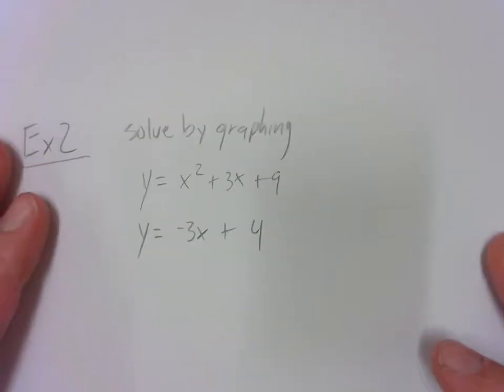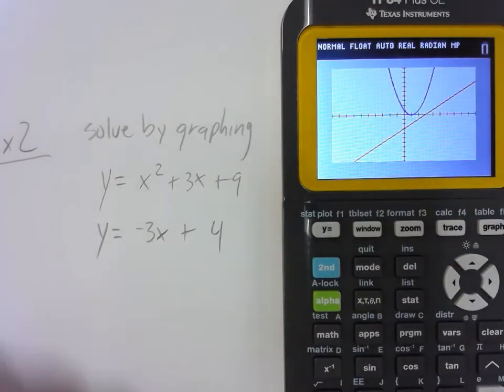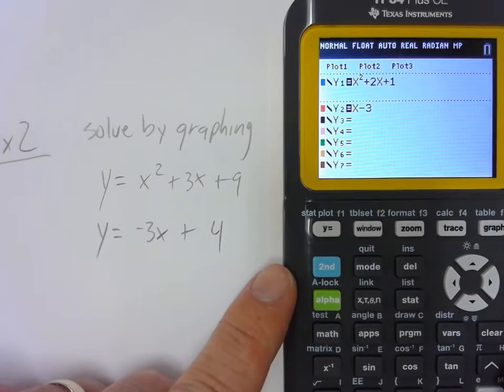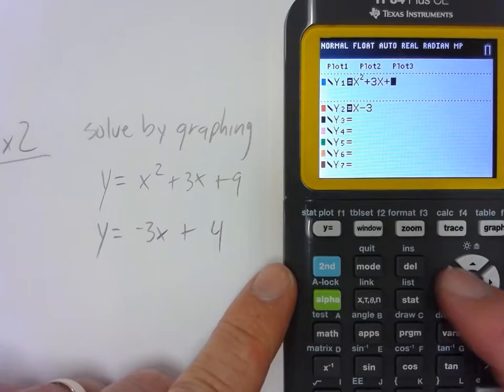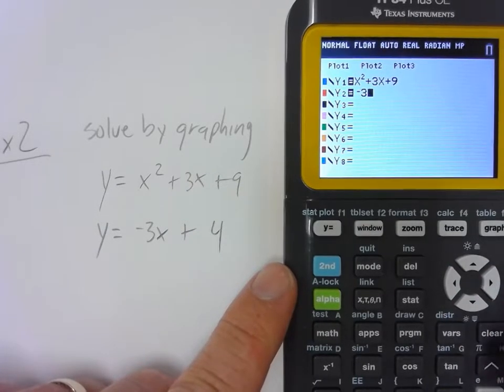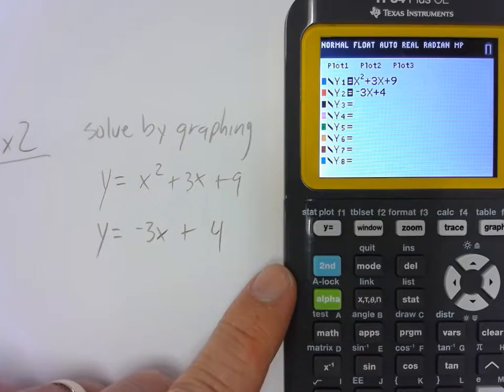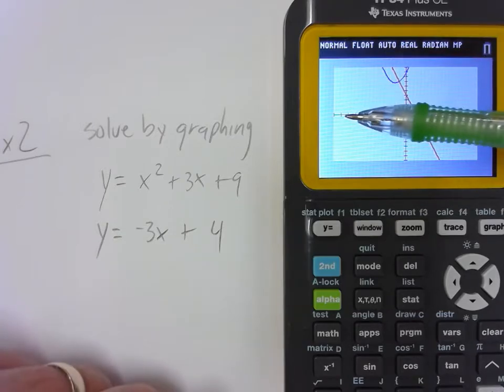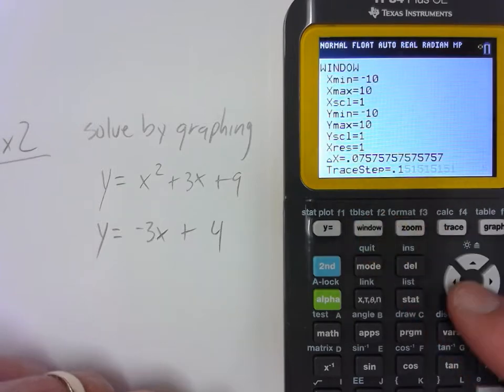Okay, let's do one where it actually does intersect. So we'll go back to this, x squared plus 3x, and then plus 9, and then go down, and then negative 3x plus 4, enter. Okay, so now I'm going to hit graph. There's the parabola up there, it's kind of high, yeah, plus 9 would be the y-intercept. Okay, so I think it intersects here, but the way the parabola curves, there should be another intersection point up there.